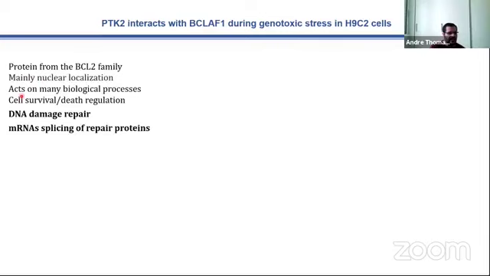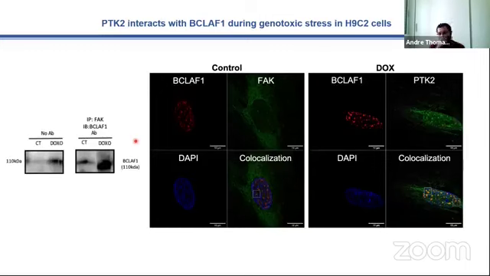It acts on many biological processes and is related to cell survival and death regulation. The main reason we started to look at PTK2 interaction with BCLAF1 is the DNA damage repair function of this protein, and also because it's related to mRNA splicing of repair proteins. It's responsible for splicing the mRNAs of repair proteins. So we wanted to see if PTK2 interacts with this protein. The answer is yes.